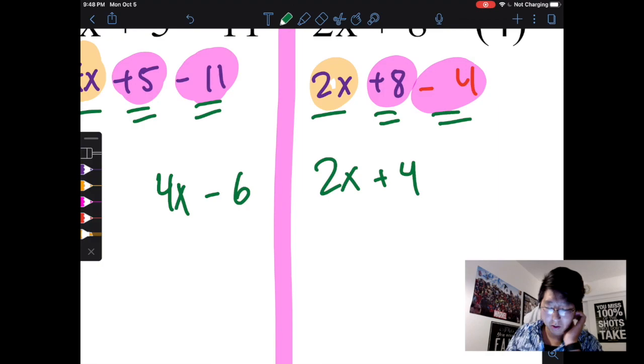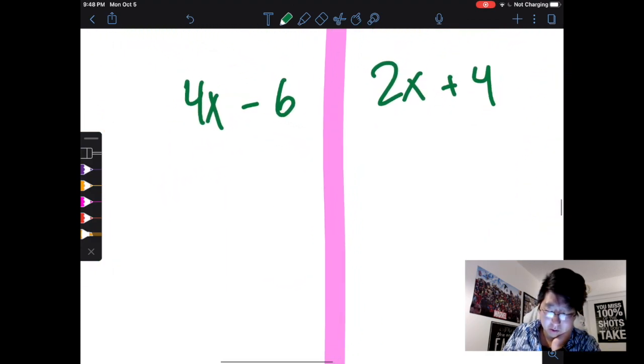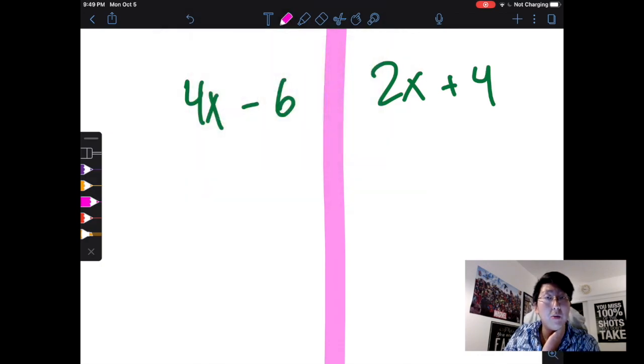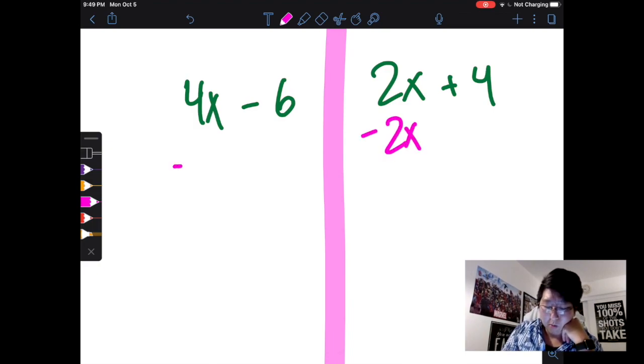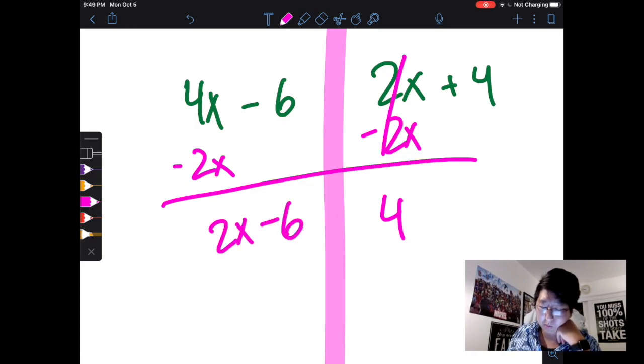Next, we need to get the variables on one side. I'm looking at the variables and see there's a 2x and a 4x. So the question is, which side is smaller? If we're going to create zeros with these x's, we would say -2x, -2x. And that's going to get rid of the x's on the right side. So we get 4, just a unit, and over here we have 2x minus 6.